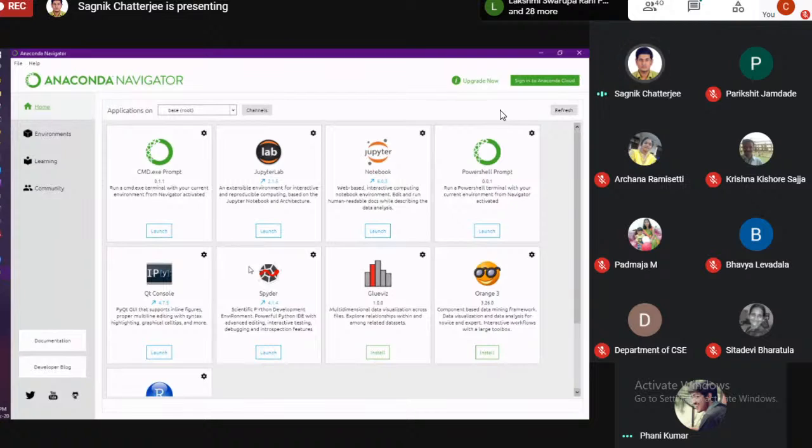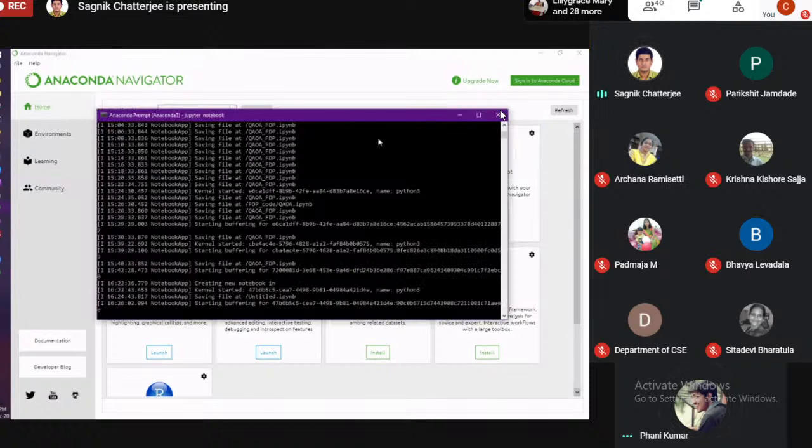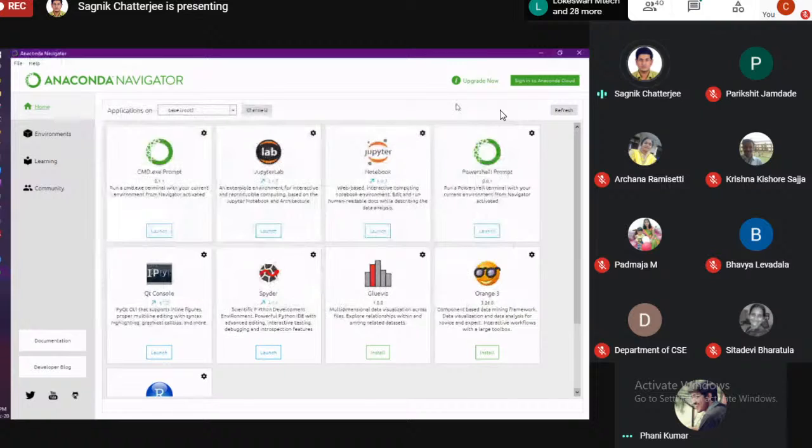This is the first time I am seeing the Navigator. So this is your GUI. You don't need to be worried if there is only a command line shell for working. It's very beginner friendly.